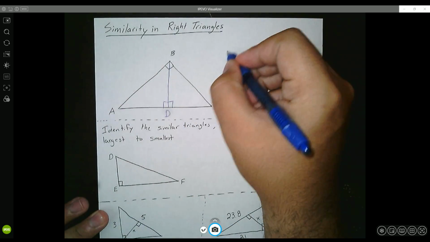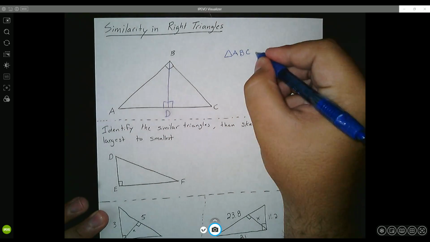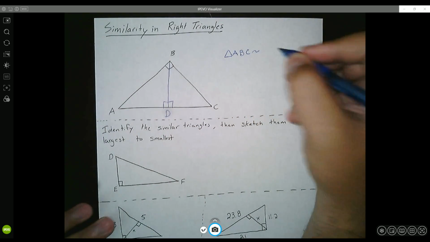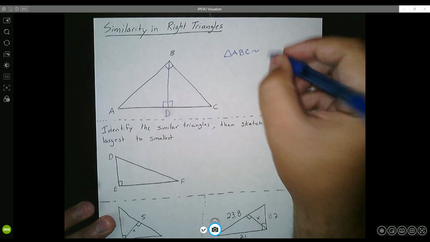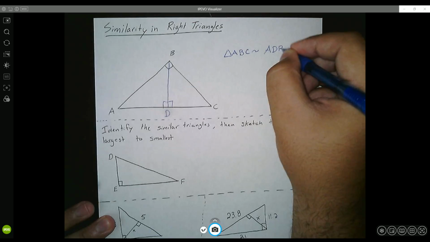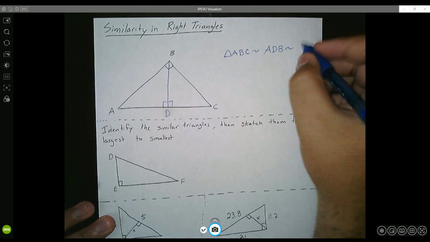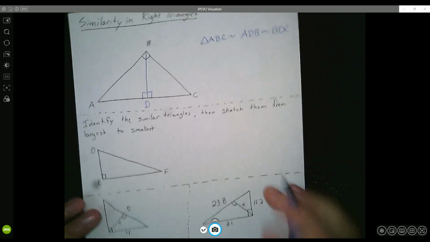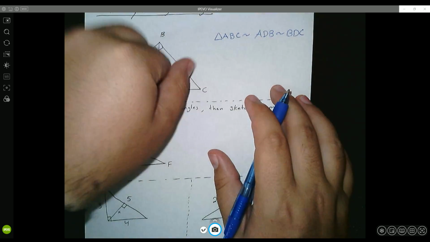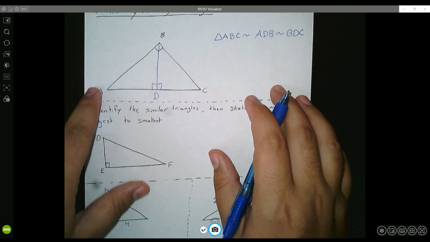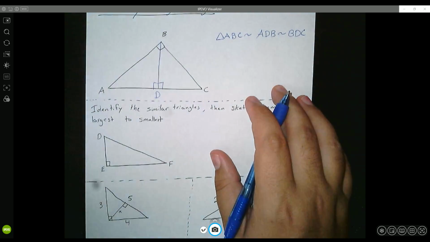Triangle ABC is similar to triangle ADB, which is also similar to BDC. Okay, very important. It's saying that this initial triangle, if rotated around, will be here. Rotated this way will be here. So that's why their starting points go from here twice, then they go from here, because you're just rotating it this way to match those terms.